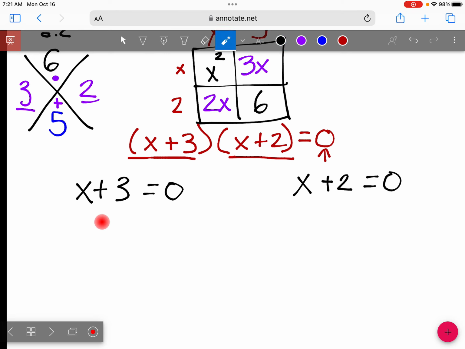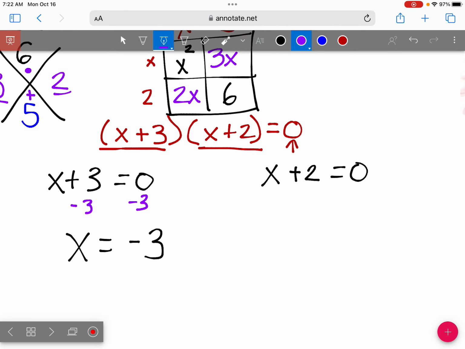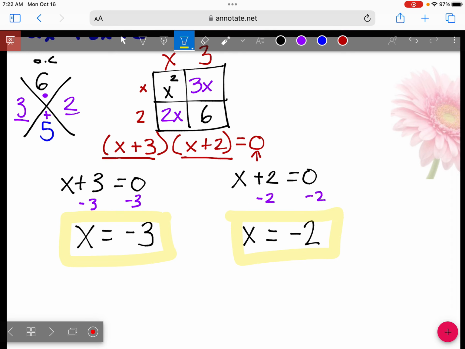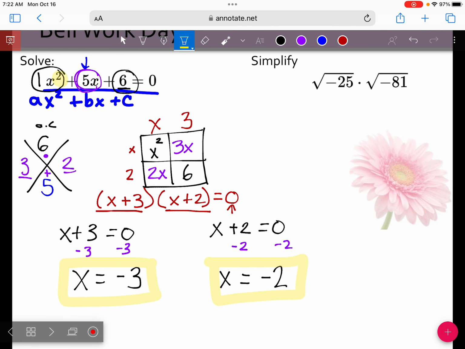On this one, to get x by itself, we subtract 3 from both sides. I want x by itself. So x equals -3. And then on the other one, we're going to subtract 2 from both sides. So we get x equals -2. And these are my two solutions. Whenever we have an x squared, we're going to have at most two solutions. And most frequently, we will have two solutions.